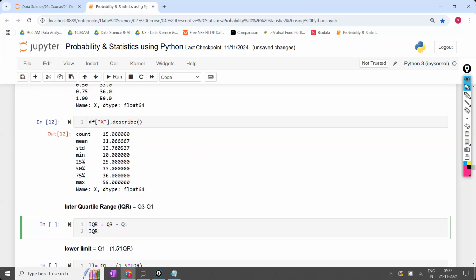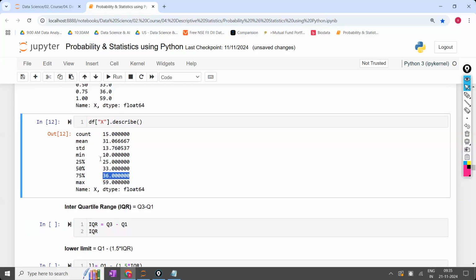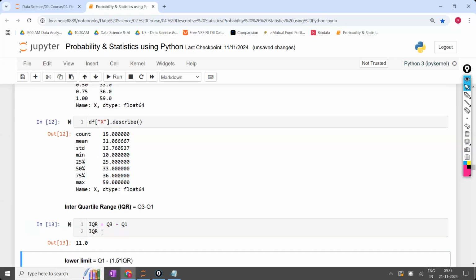That is called the interquartile range, IQR. That is Q3 minus Q1. Q3 means the 75th percentile value minus the 25th percentile value. The 75th percentile value is 36. The 25th percentile value is 25. So the interquartile range is going to be 11.